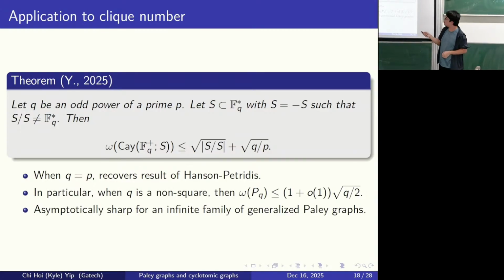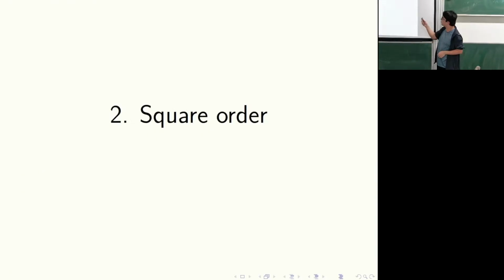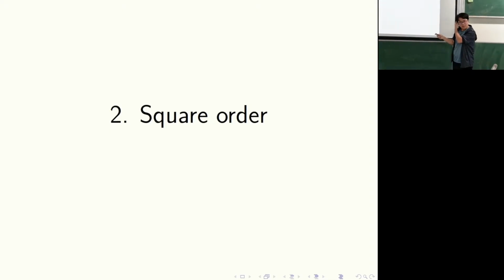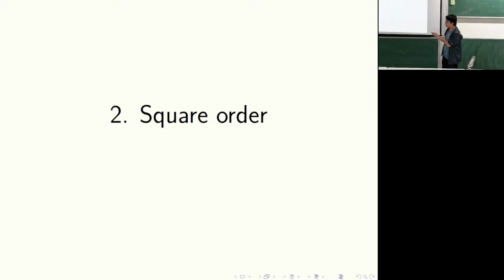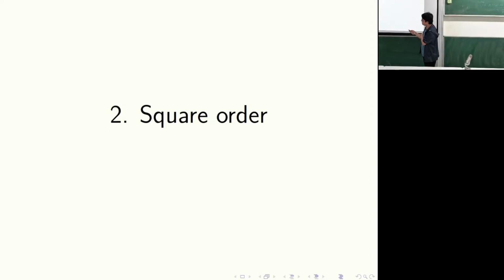Okay, so the second part of the talk is about square order, because in this case we already know the clique number is precisely square root of q, but maybe we want to say something more. We want to characterize all the maximum cliques, and this is precisely what we will do.